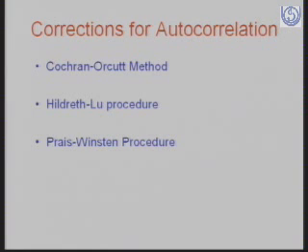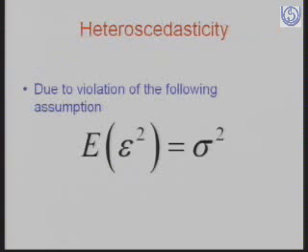In the presence of autocorrelation, since the OLS estimate is not BLUE, the ordinary least squares method is not the best method in fact. So we have to find some other method to estimate the model, and these methods could be the Cochrane-Orcutt method, Hildreth-Lu procedure, and Prais-Winsten procedure. So these are the three methods that we have discussed in the block.